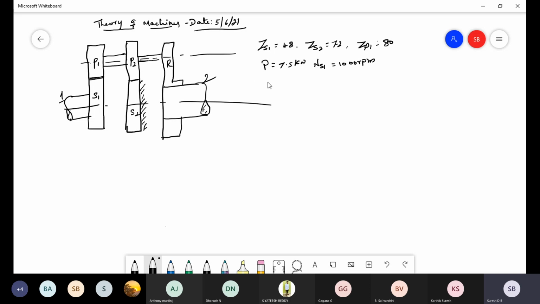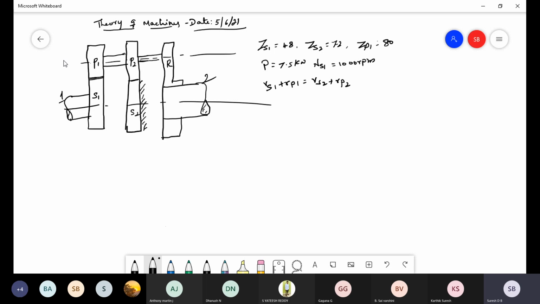RS1 plus RP1 is equal to RS2 plus RP2. See here, this one. This distance is equal to this particular distance.